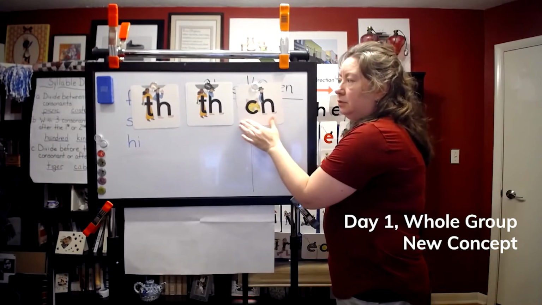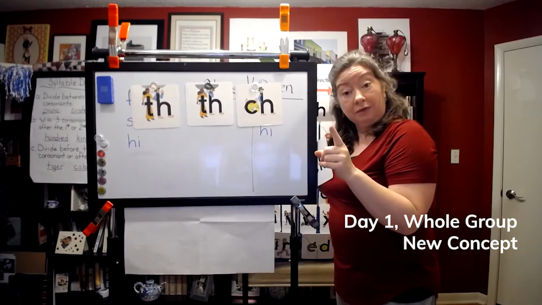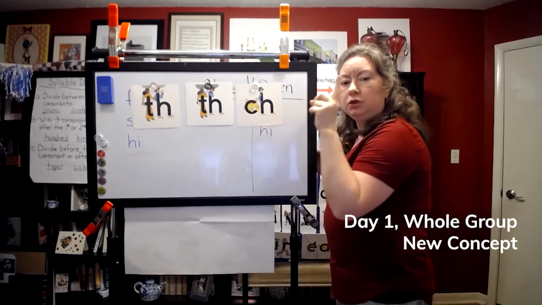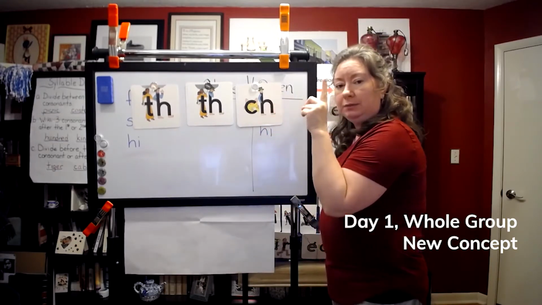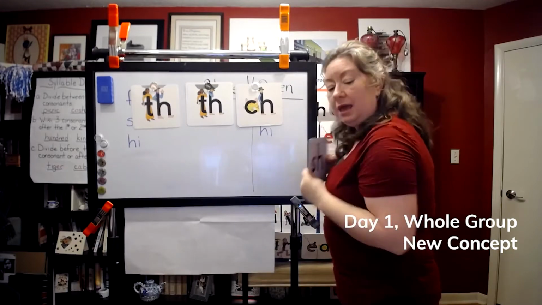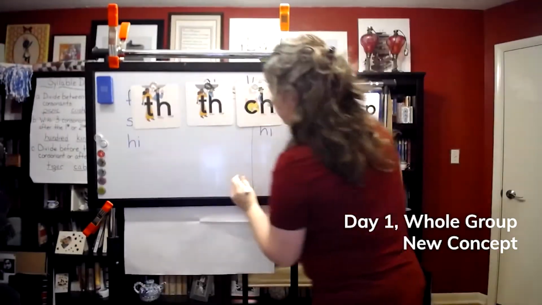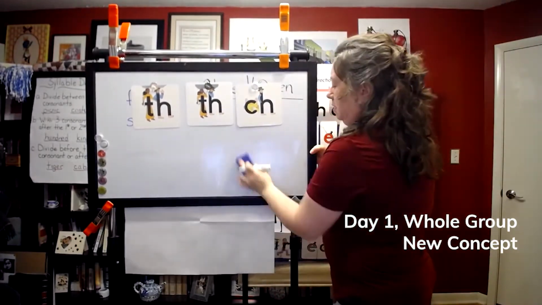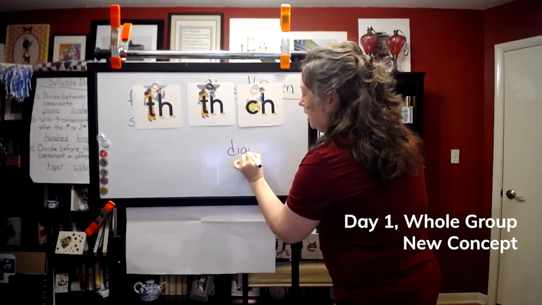What do they all have in common? They're only one sound. You're absolutely right. But how many letters are in each one of them? 2. So each one of these has 2 letters, but it only makes one sound. And there is a special word for that, which you might remember from 1st grade, called a digraph.